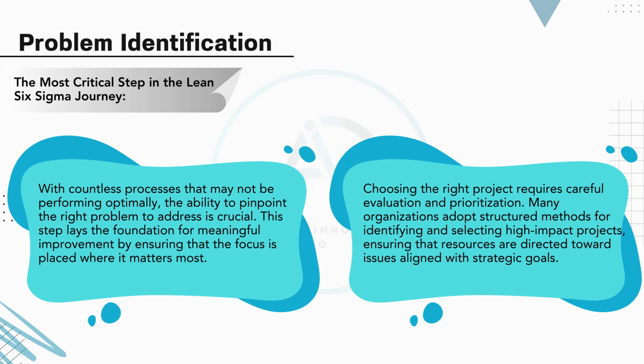Now, identifying the right project isn't just about spotting any issue. It involves careful evaluation and prioritization. We need to ensure that the problem we choose to address is not only real, but also significant enough to justify the effort. That's why many organizations use structured selection methods, like impact effort matrices or stakeholder alignment tools, to choose high-impact projects. These methods help ensure that our resources and time are spent on problems that align with strategic goals. In short, a well-defined problem is the foundation for a successful project.